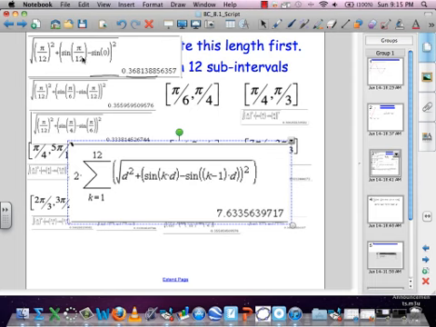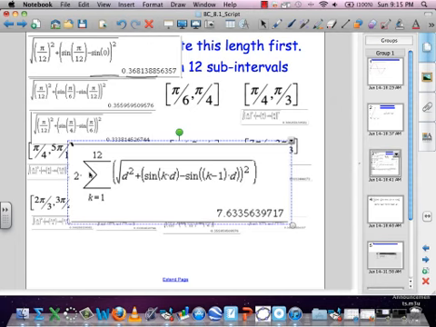That's what you have up here. Delta x is pi over 12 in this case. Loop 2 would be sine of 2 pi over 12, so that's pi over 6, minus the sine of pi over 12. Okay? And then the final loop would be the sine of 12 pi over 12, or pi, minus the sine of 11 pi over 12, which would be the last subinterval. Okay? So sigma does this calculation for you very nicely and quickly and gives us 7.6335 as an approximation for the length of the sine curve from 0 to 2 pi.